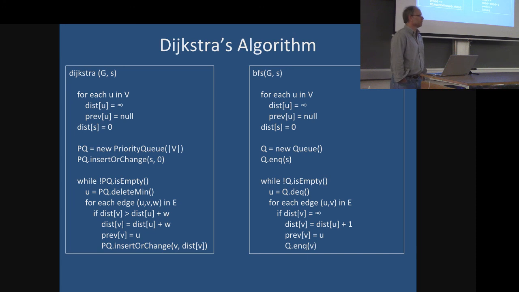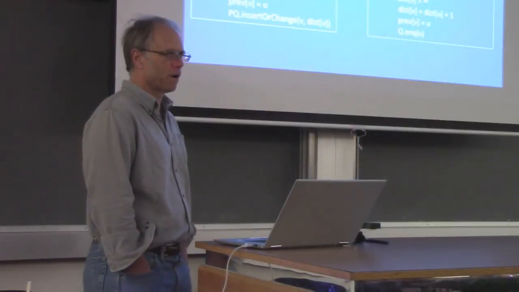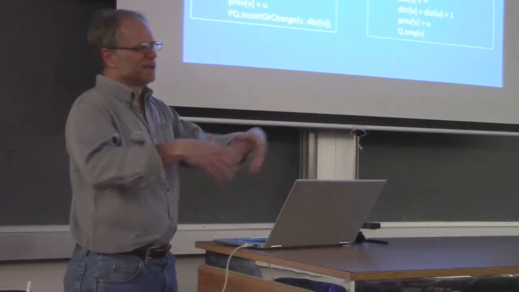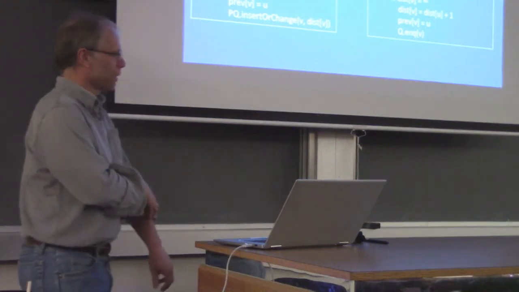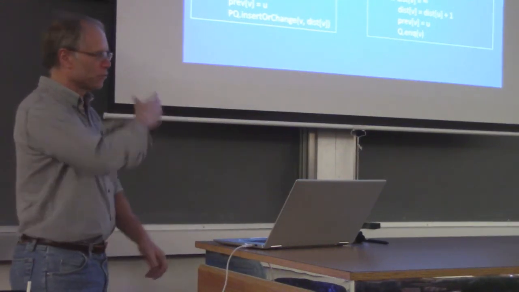Dijkstra died a few years ago, but he was a prominent Dutch computer scientist that made his name originally by developing a compiler for Algol 60, which is a language that a lot of other languages in the last century grew from.